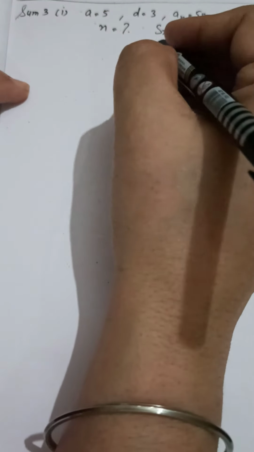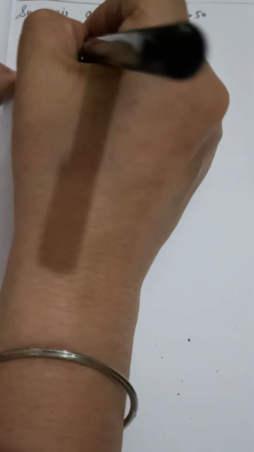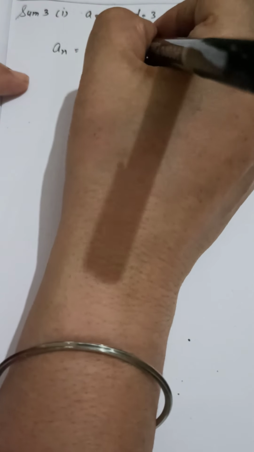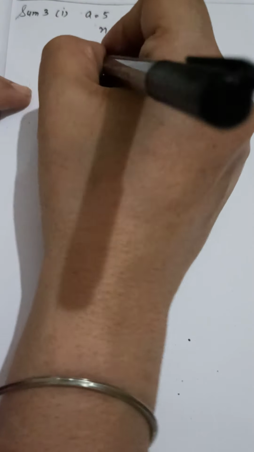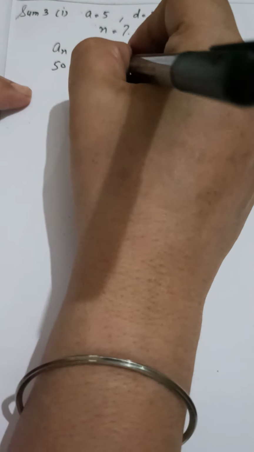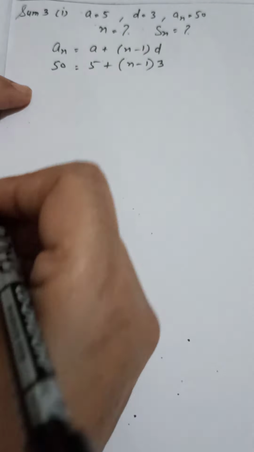So we will start from, an is given to us. We will start from the formula an. an is equal to a plus (n minus 1) into d. 50 is equal to 5 plus (n minus 1), d is equal to 3.